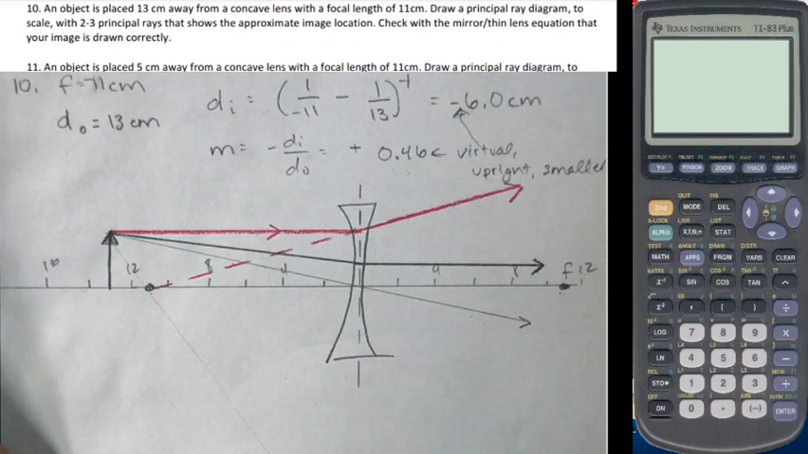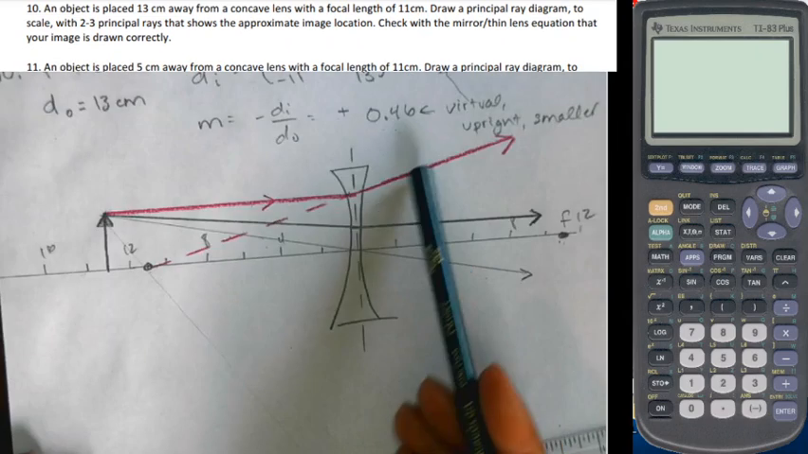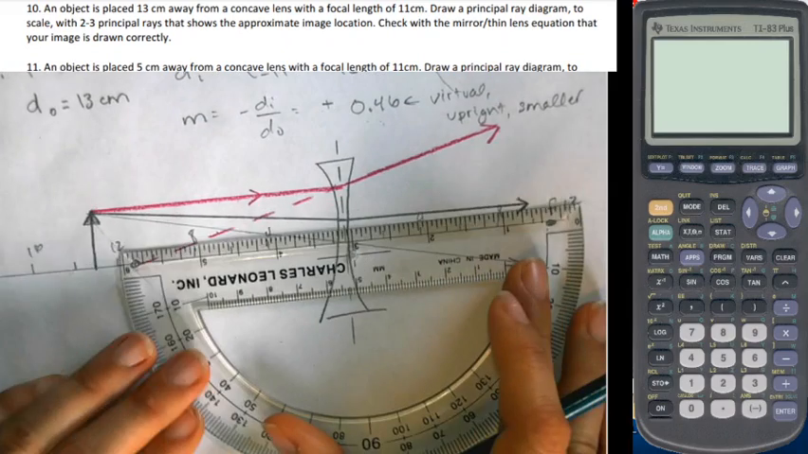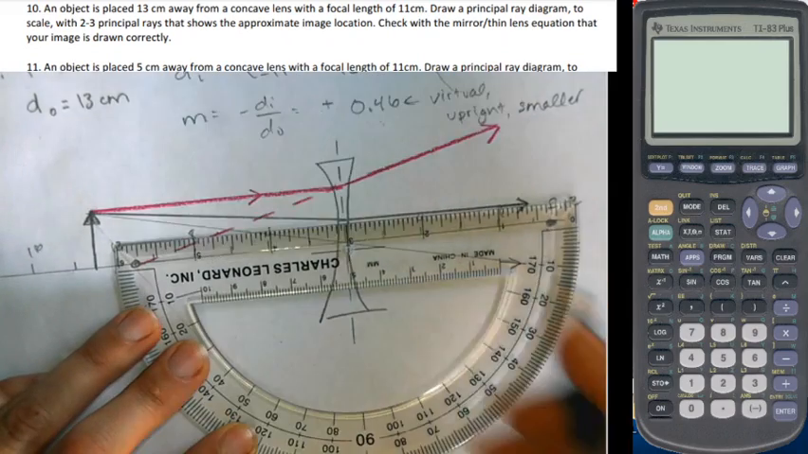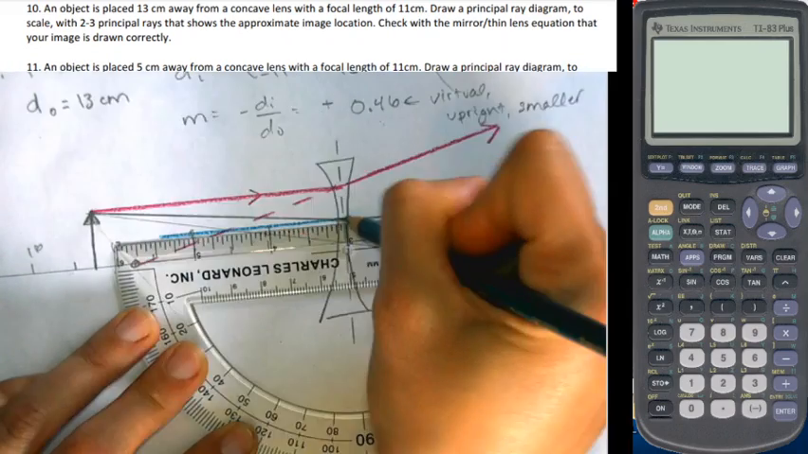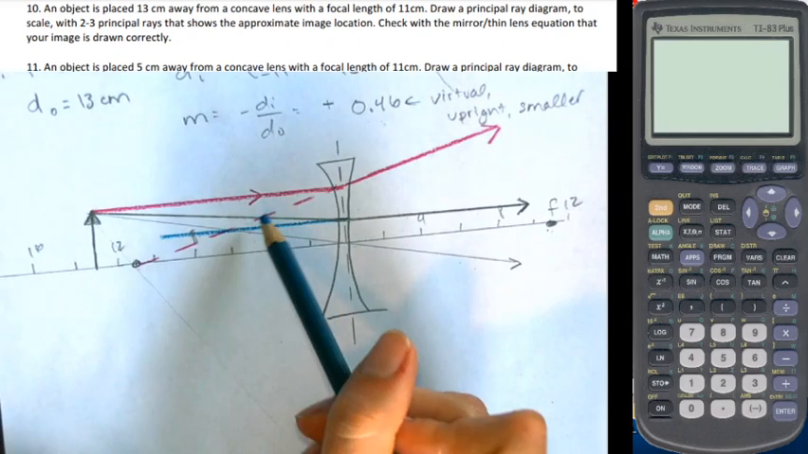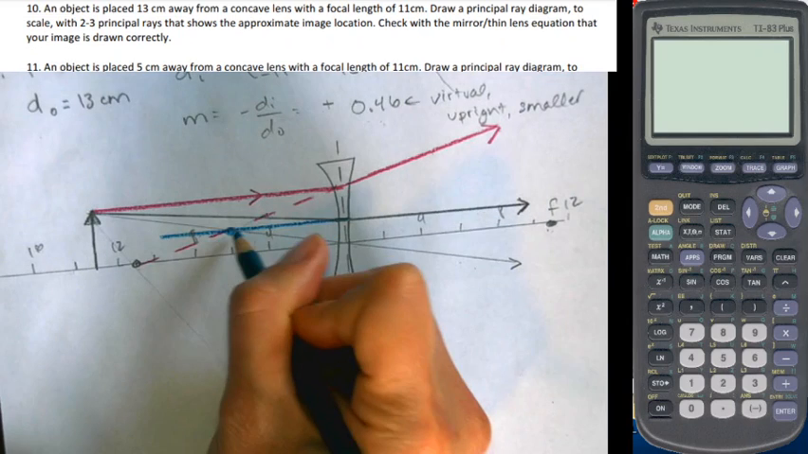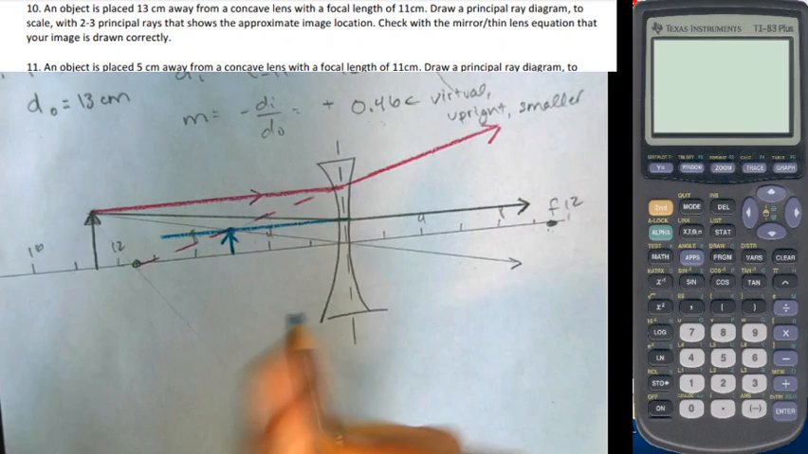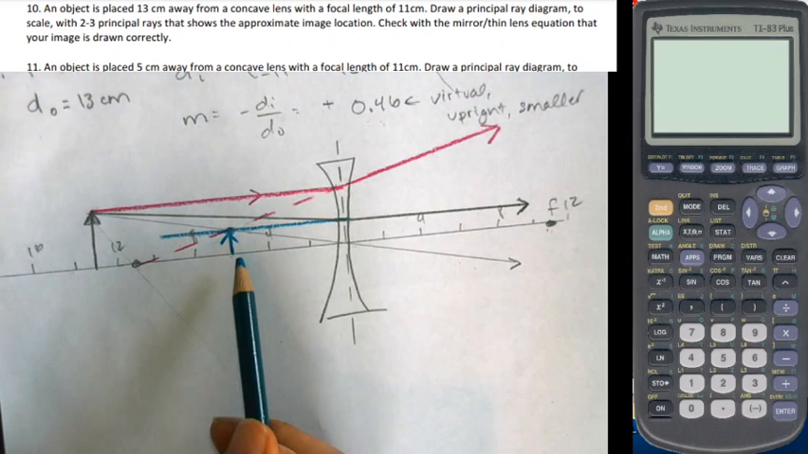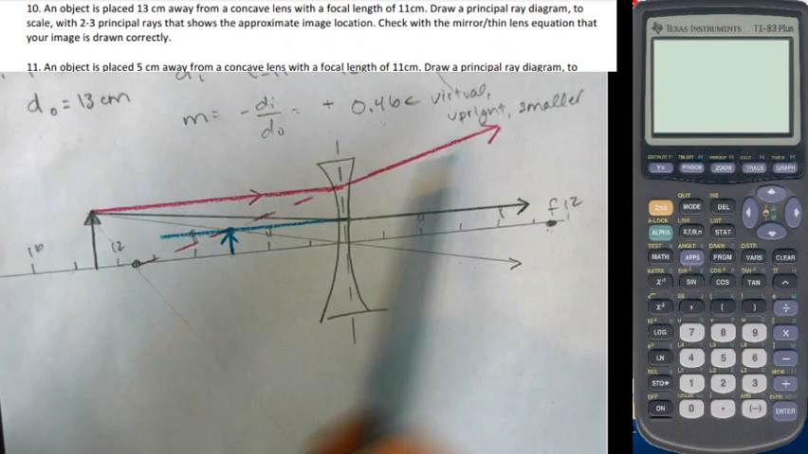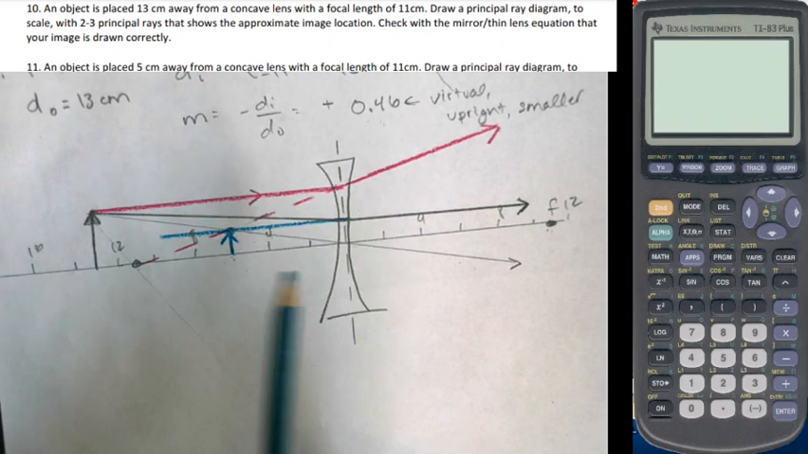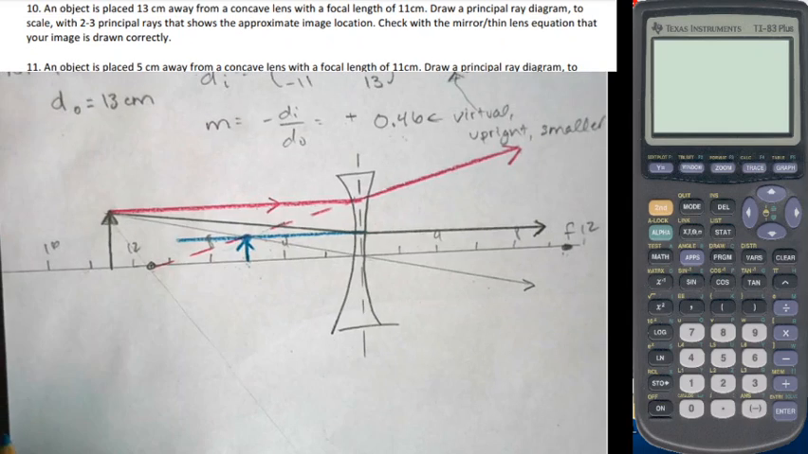And now I'll trace back. This one I've already traced back. This one I've already traced back. This one here I haven't traced back. So let's take the outgoing ray and trace it backwards. And now I can see that all three of these cross right here. And I have an upright image. My arrow is right side up. It's smaller than the object, which I expected, and it's right at about 6 centimeters, which I also expected.